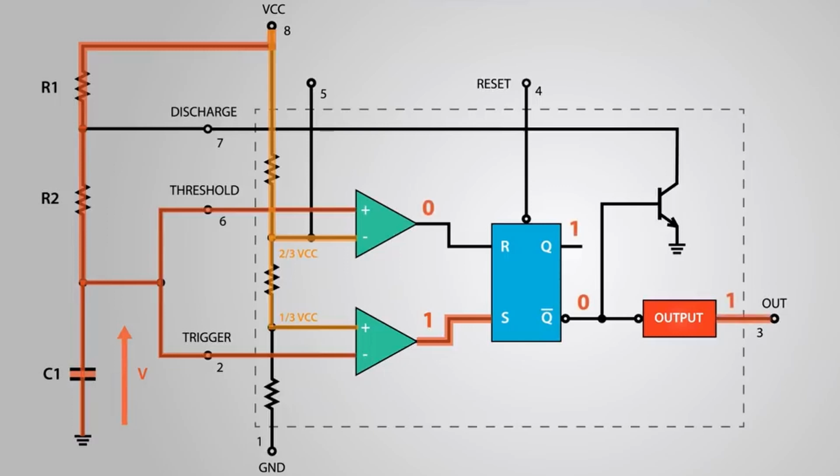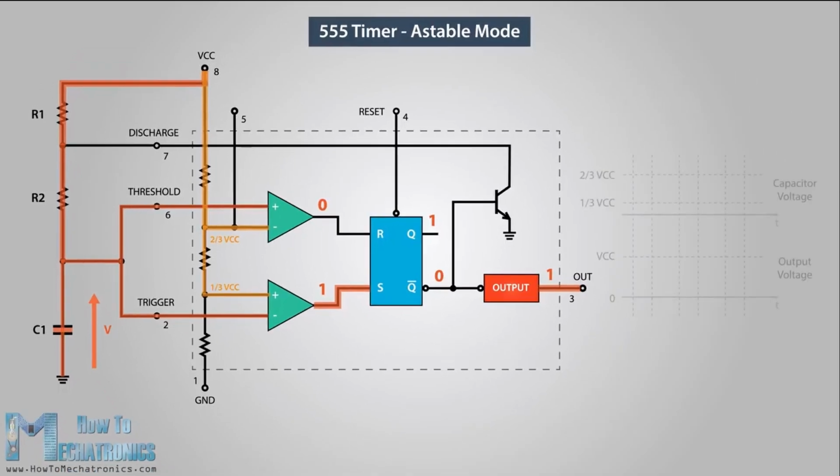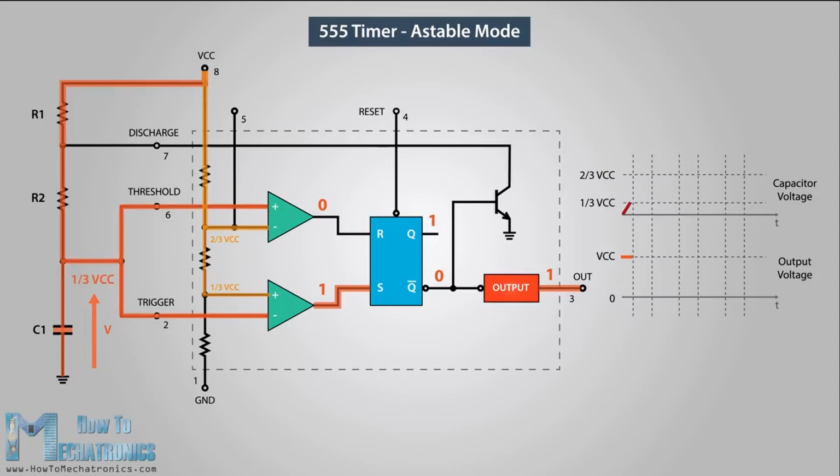That means that the Q-bar output is 0 and the discharge transistor is closed. At this time, the output of the 555 timer is high. Once the voltage across the capacitor reaches 1/3 of the supplied voltage, the trigger comparator will output 0, but at this point that won't do any change as both R and S inputs of the flip-flop are 0.